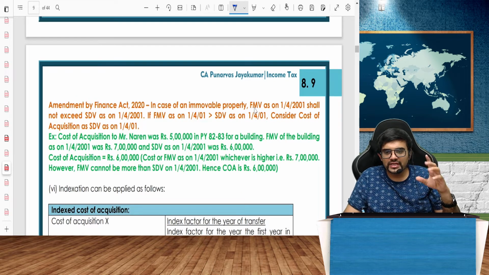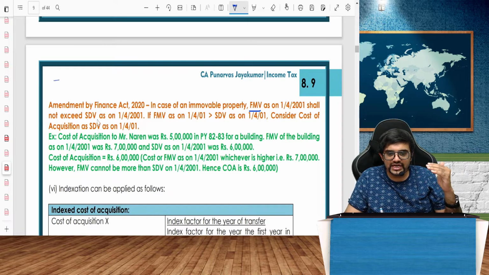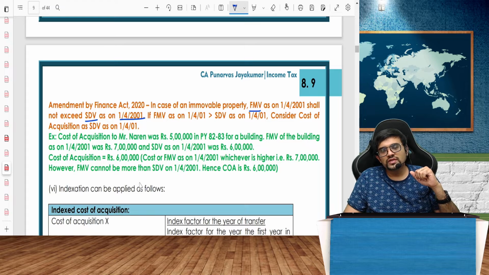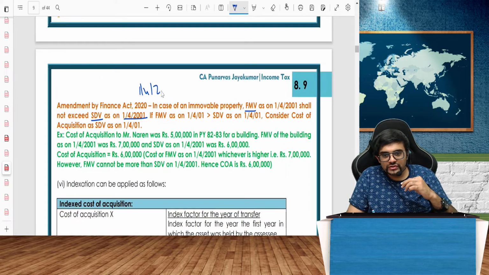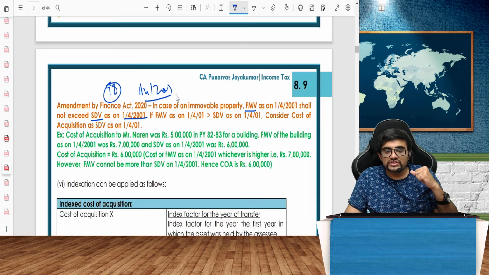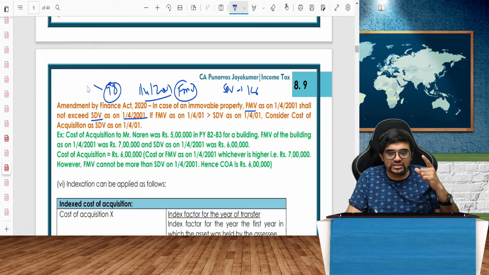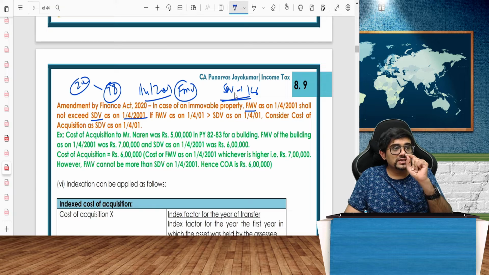In case of immovable property, fair market value as on 1/4/2001 shall not exceed stamp duty value as on 1/4/2001. What used to happen is, this we didn't discuss yesterday, the 110% we discussed, right? So in 1/4/2001, what used to happen? Now if I sell, assume I had bought my property in 98. On 1/4/2001, the stamp duty value was 1 crore. Now I can claim more fair market value. My cost was just 20 lakhs at that time. Stamp duty value is as per the stamp duty authority.